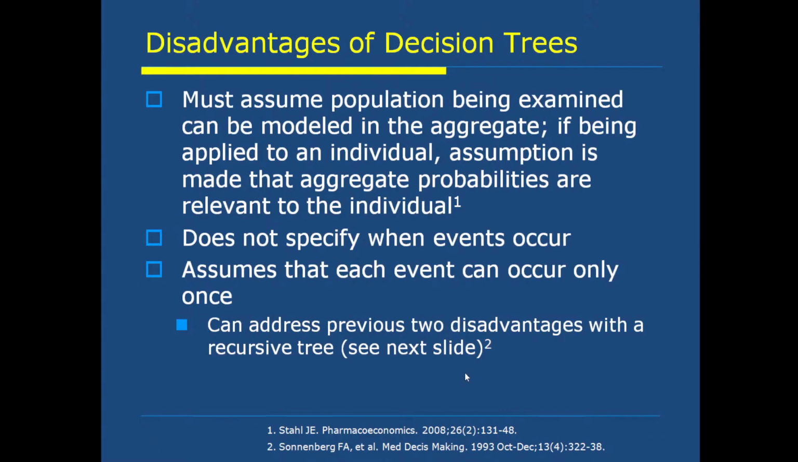But if we have advantages, we have some disadvantages of using decision trees. The first disadvantage is that it must assume the population being examined can be modeled in the aggregate. If it is applied to an individual, the assumption is made that aggregate probabilities are relevant to the individual. It does not specify when events occur. It assumes that each event can occur only once. We can address the previous two disadvantages with a recursive tree.